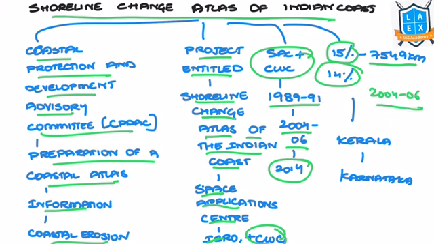The area under accretion is higher than the area under erosion, with a net gain of 362 acres of land. The coastline or the shoreline along the eastern Indian peninsula is observed to be more dynamic, and along the west coast the shoreline changes are more along the Kerala and Karnataka coasts.